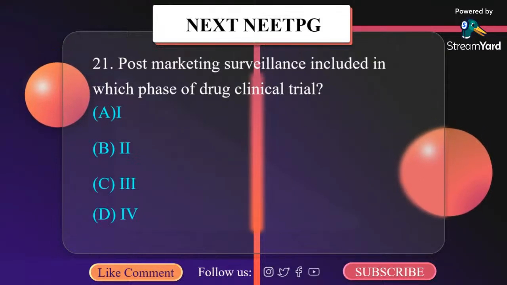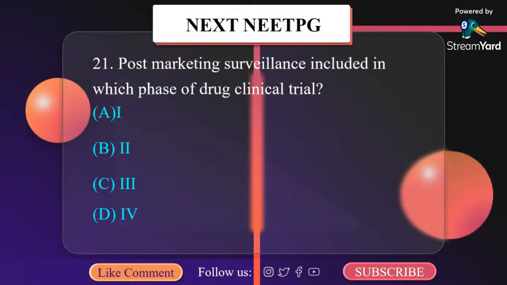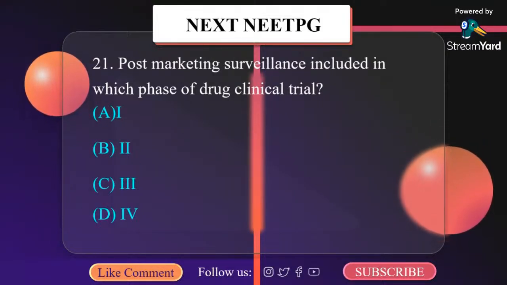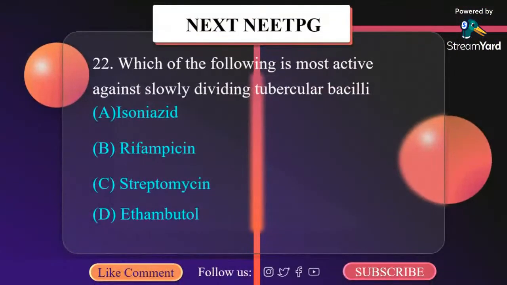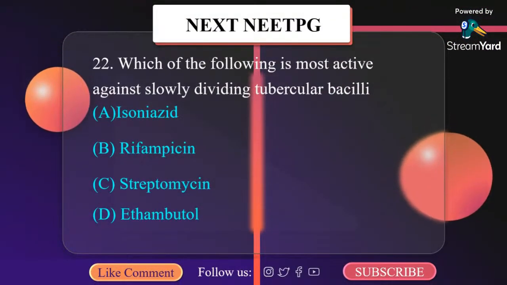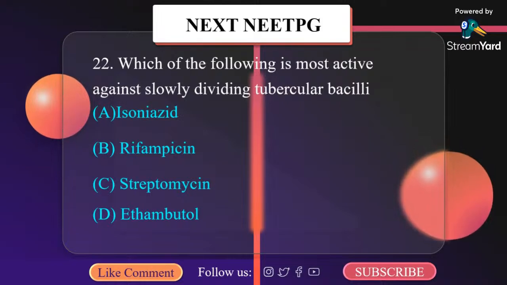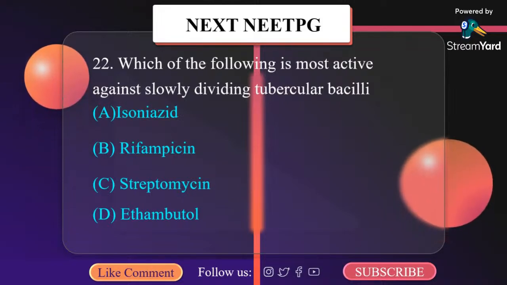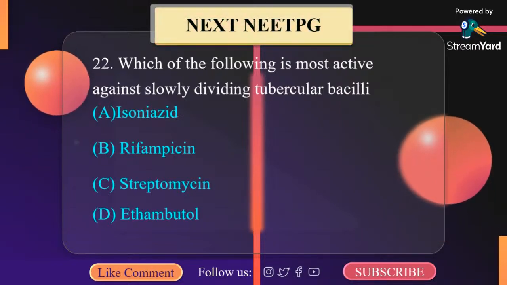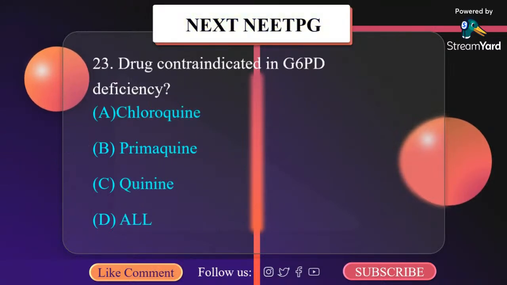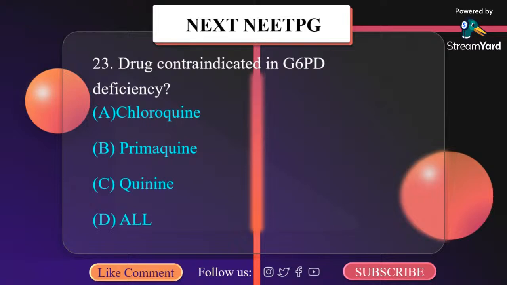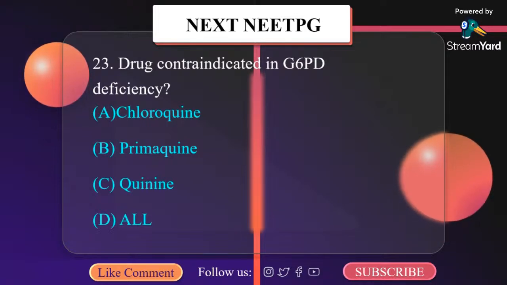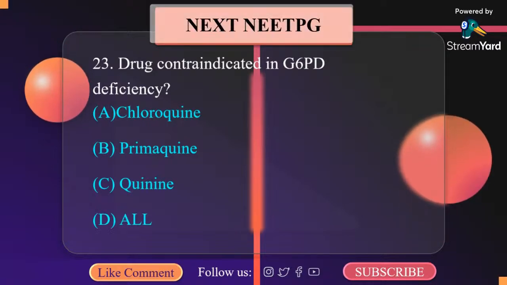Post-marketing surveillance is included in which phase of drug clinical trial? A. 1, B. 2, C. 3, D. 4. It is 4. Which of the following is most active against slowly dividing tubercle bacilli? A. Isoniazid, B. Rifampicin, C. Streptomycin, D. Ethambutol. It is rifampicin. Drug contraindicated in G6PD deficiency is A. Chloroquine, B. Primaquine, C. Quinine, D. All. In fact, all of them are contraindicated in G6PD deficiency.